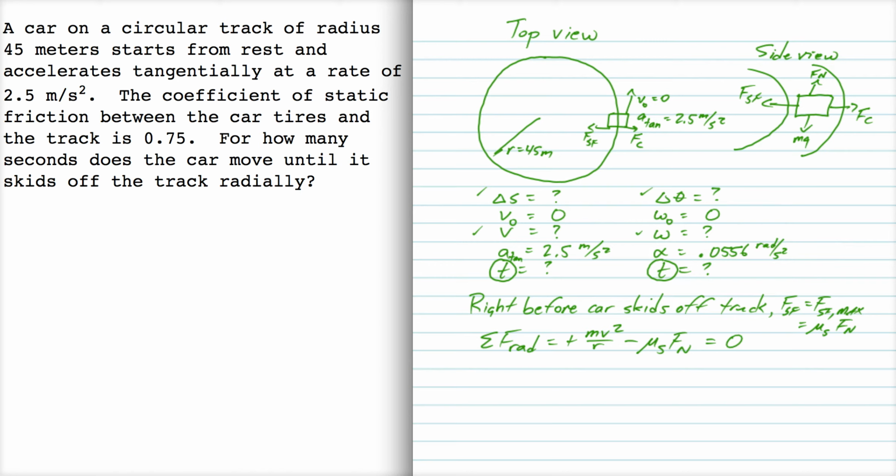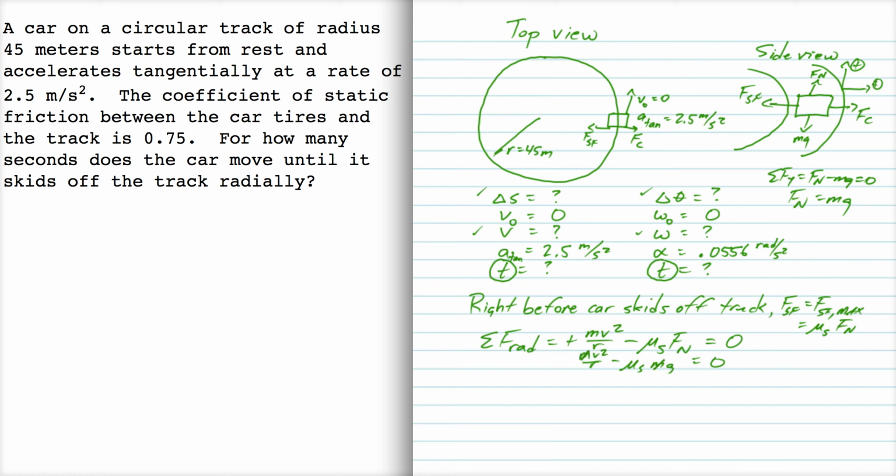Now, the normal force in this case, if I just look at the sum of the y forces, the normal force is just mg. I guess I kind of neglected my sign conventions here. Radially outward is positive, up is positive. That's how we usually do it. So, let's see, I got mv squared over r minus mu sub s mg is equal to 0.